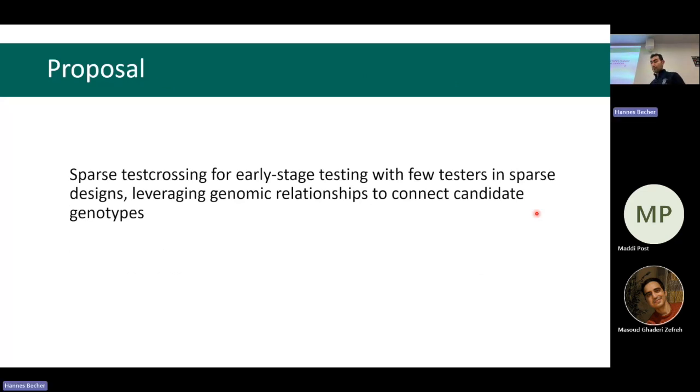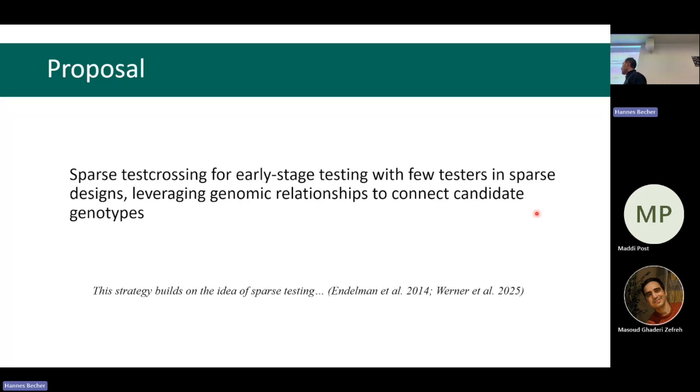So at DCG, our breeders in Mexico tried to implement this incomplete factorial, but it was very challenging, and they failed to make many of the crosses, so they couldn't make all the crosses that were proposed. We were thinking about how to address this, and we proposed this Sparse test-crossing strategy for the early stages, using few testers in sparse designs, of course leveraging the genomic relationship matrix to connect the candidates' genotypes.